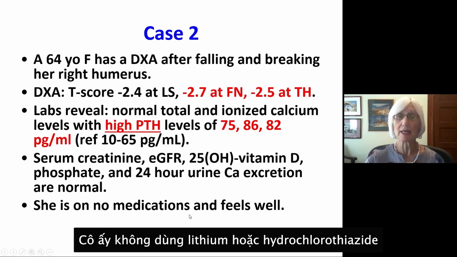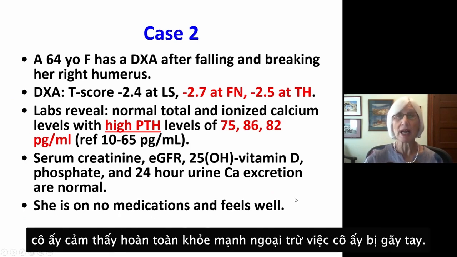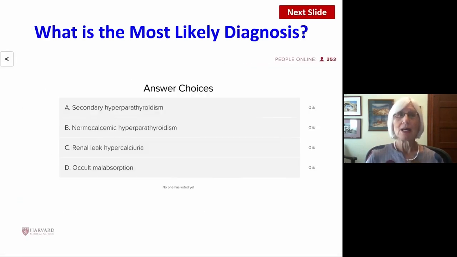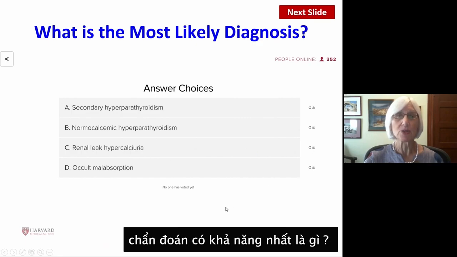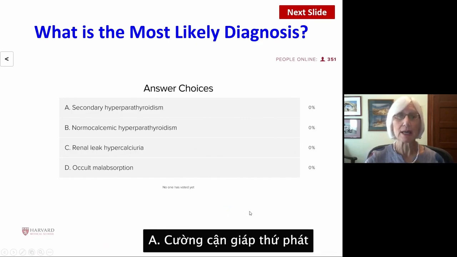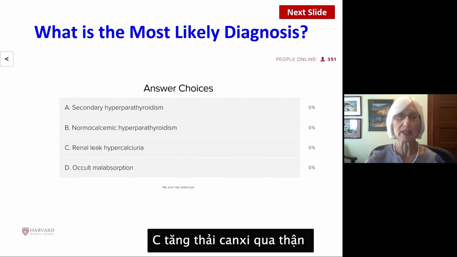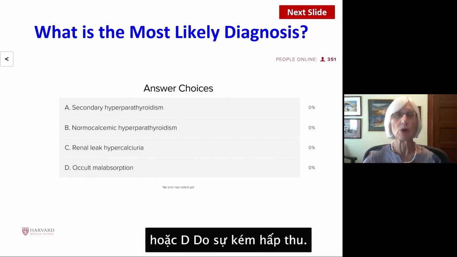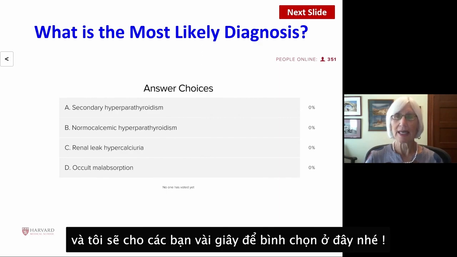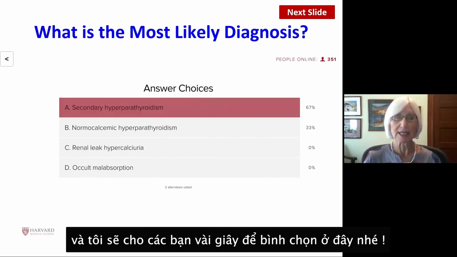She's not on lithium or hydrochlorothiazide. She feels completely well other than getting over her broken arm. What is the most likely diagnosis? A, secondary hyperparathyroidism. B, normocalcemic hyperparathyroidism. C, renal leak hypercalciuria. Or D, occult malabsorption. And I'll let you take a few seconds to vote here.